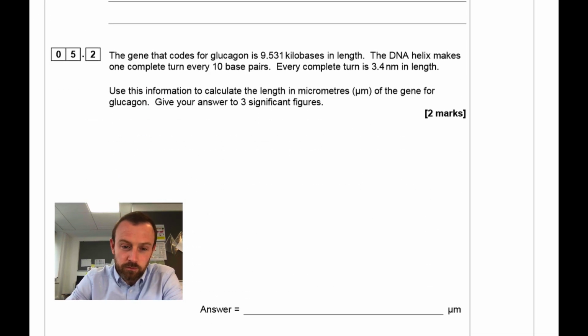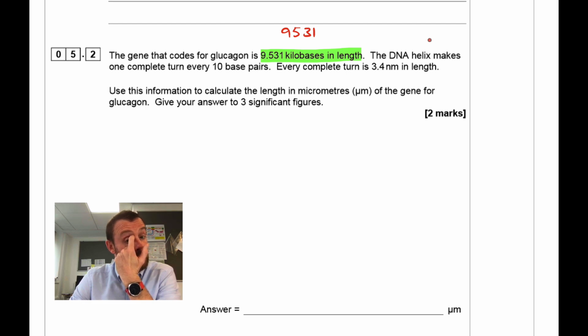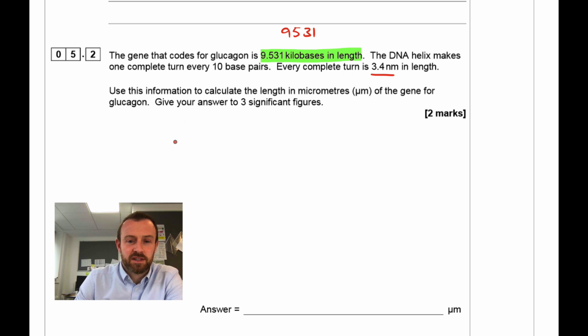(5.2) The gene that codes for glucagon is 9.531 kilobases in length. So that's 9,531 bases in length. The DNA helix makes 1 complete turn every 10 base pairs. Every complete turn is 3.4 nanometers in length. Okay, cool. And then we just need to work out the length of this DNA.